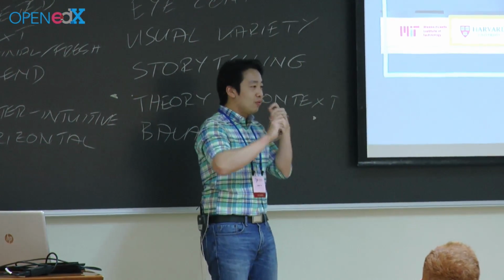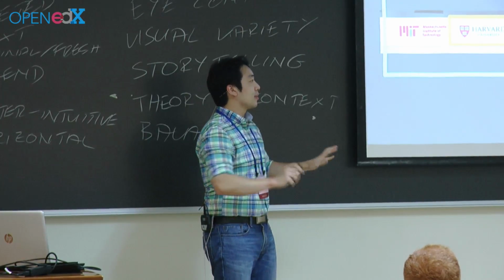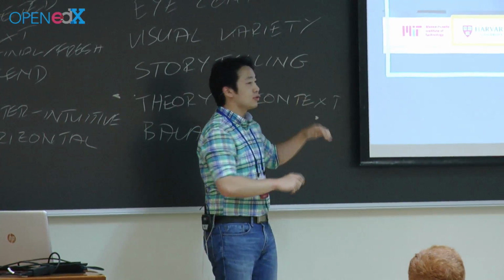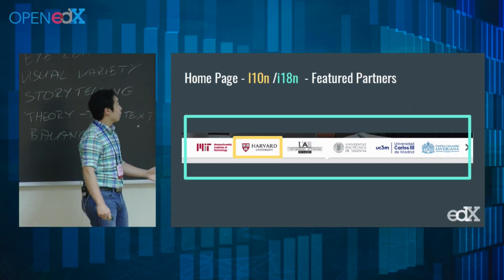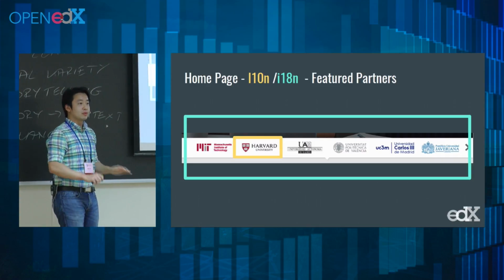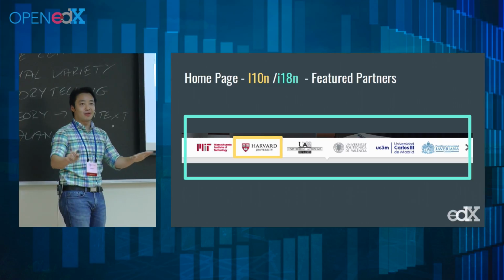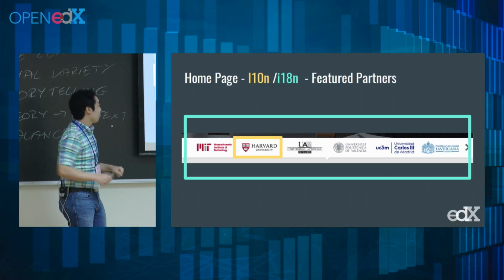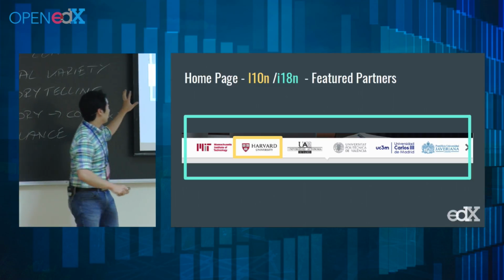So one of the things that we really considered, and this is just an example of internationalizing and localizing something, is the partners' logos on our homepage. Everyone has seen our homepage, yes? All right. So when you go to our homepage, you can see there are 5 logos there.